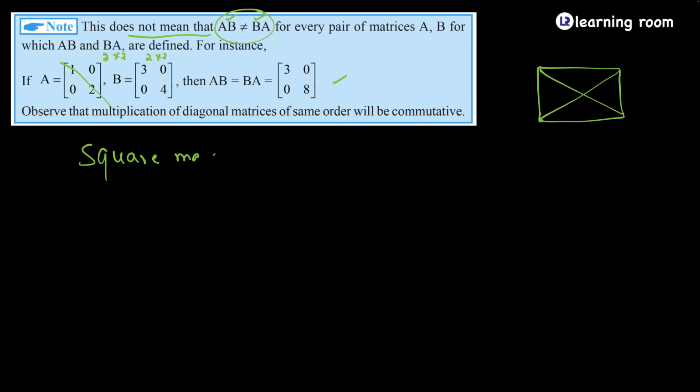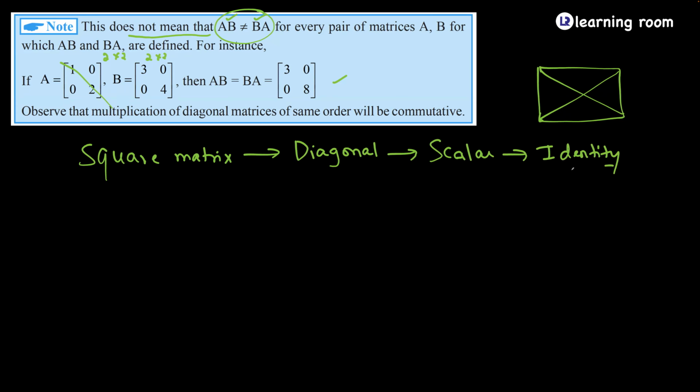So if I have to draw a block diagram: square matrix gives rise to diagonal matrix. In a diagonal matrix, if all the elements along the diagonal are the same, you call it a scalar matrix. In that scalar matrix, if all the diagonal elements are 1, you call it an identity matrix. So for any of them, the preliminary factor is that they should be a square matrix. If not, they cannot be defined. You cannot say that an identity matrix is a rectangular matrix. It doesn't happen.